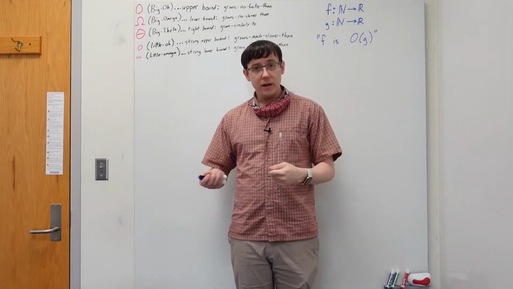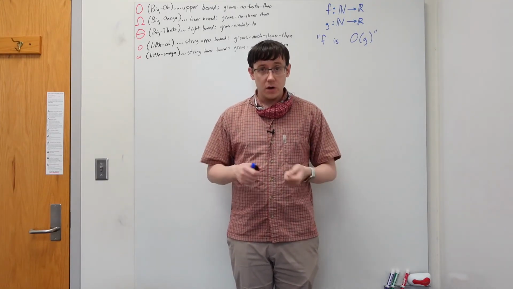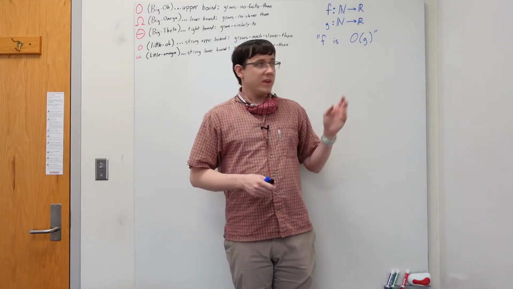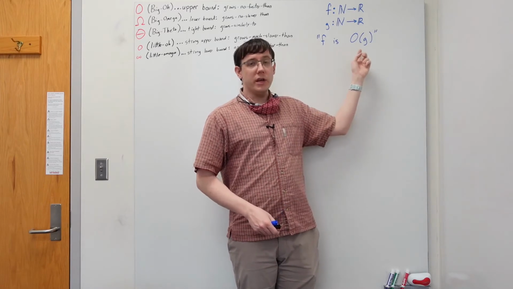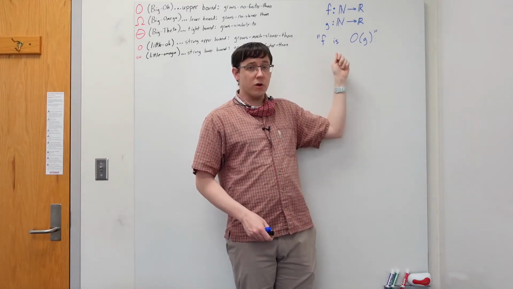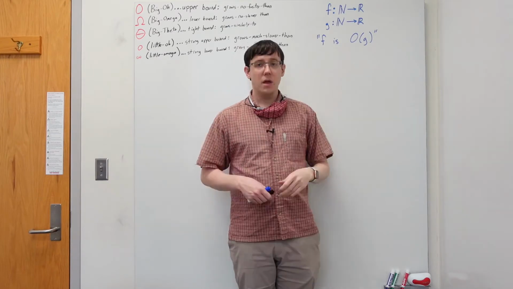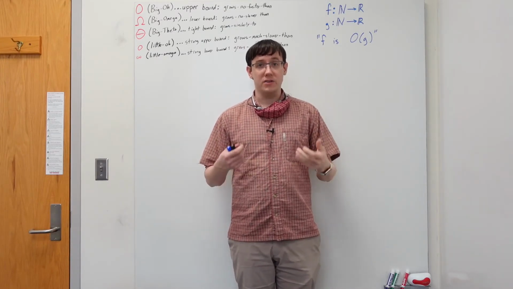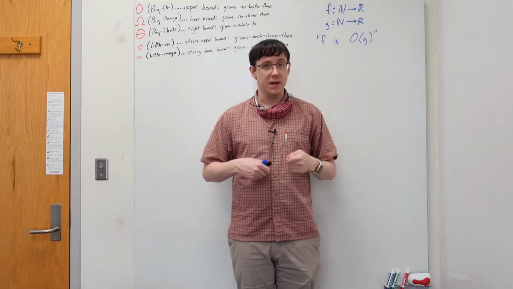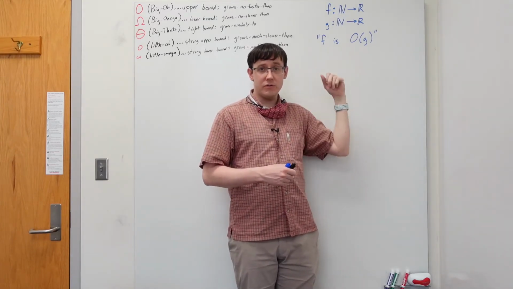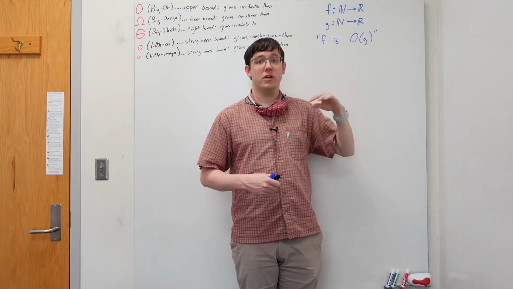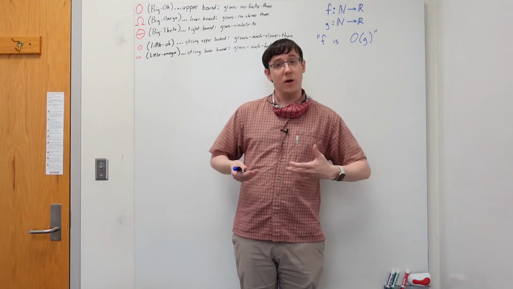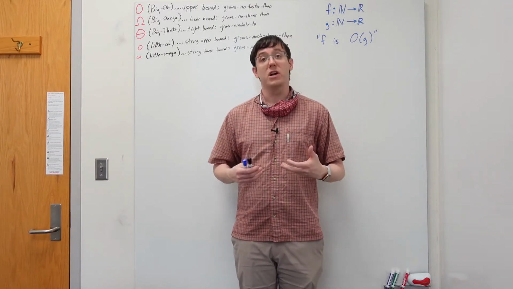Little o and little omega are making stronger statements than big O and big omega. If we say that f is little o of g, then we are saying that f grows slower than g. Big O allows for the possibility that f and g grow at a similar rate, but little o does not. If f is little o of g, we're saying that f is definitely growing slower. And likewise, we say that f is little omega of g if it grows much faster.